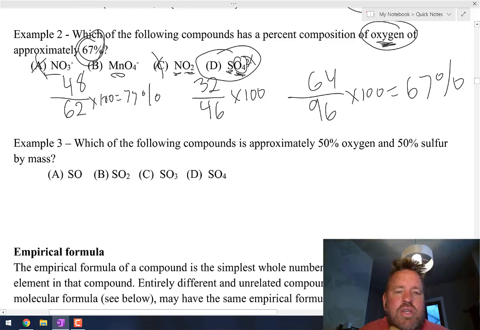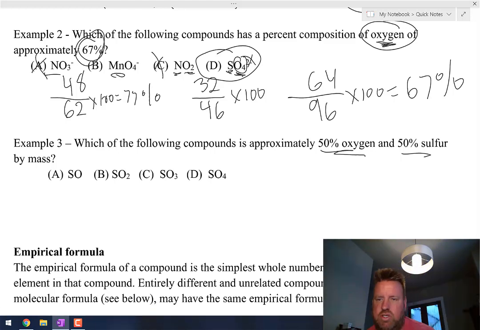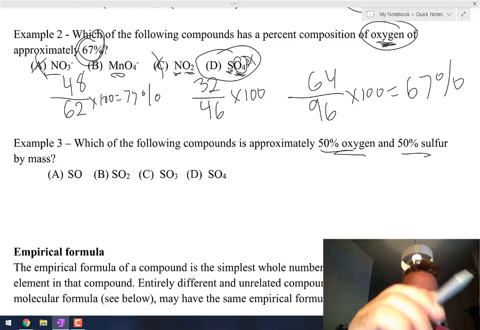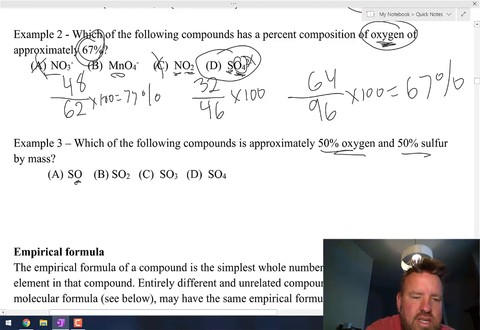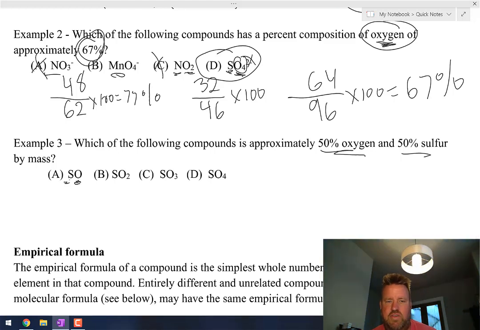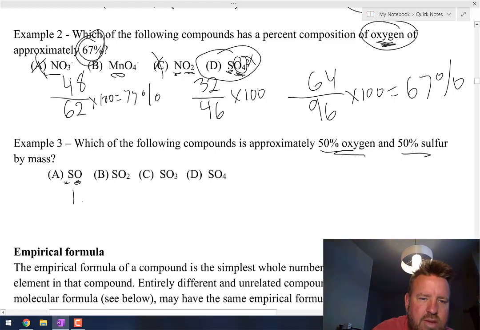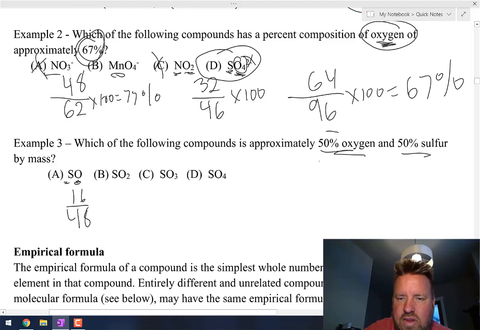Okay, example 3. Which of the following compounds is approximately 50% oxygen and 50% sulfur by mass? Now again, in this case, it doesn't really matter whether I do oxygen or sulfur. If oxygen's 50%, then of course sulfur has to be 50%. So this one's a little bit quicker than example 2, because right away you go, okay, oxygen's 16 and sulfur's 32. So I need them to be the same number so that they're each 50%. So here, for example, we would have 16 over 48. Well, of course that's not 50%.